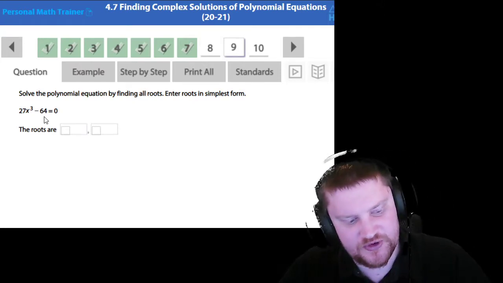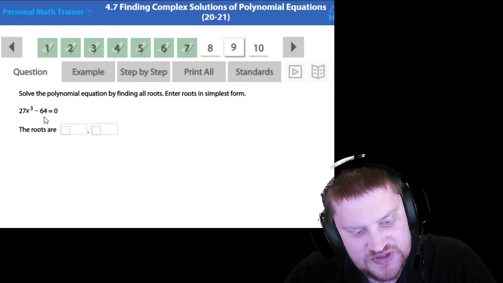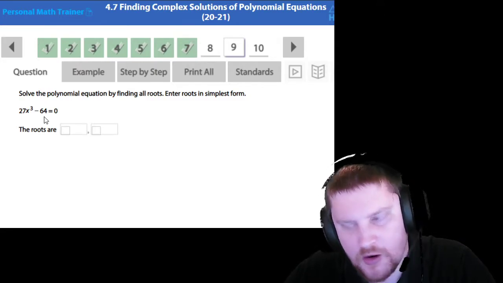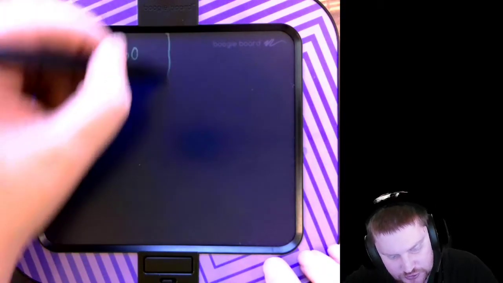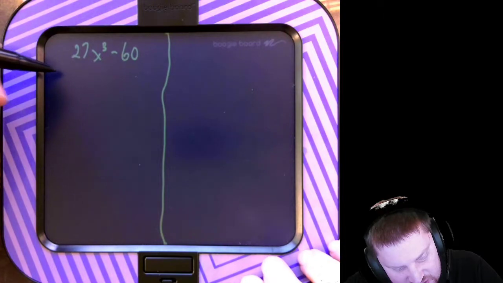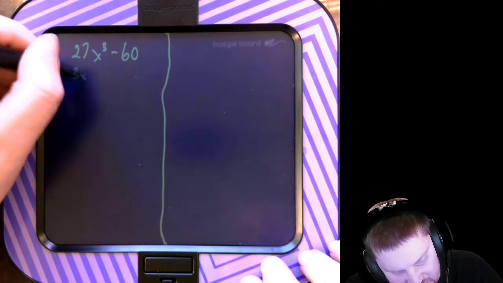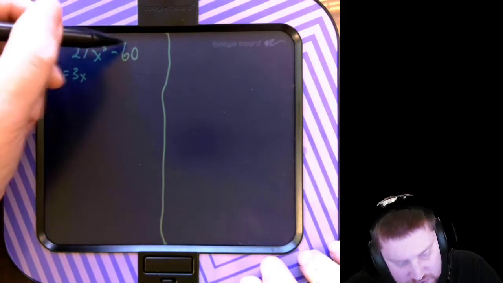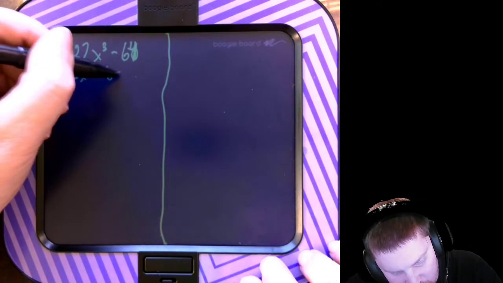This one is a little different because you're not actually going to have to graph this one first. Keep in mind that 27, x cubed, and 64 are all perfect cubes. So because they're all perfect cubes, we can actually use the difference of cubes formula here. So 27 is 3 cubed, so you've got a equals 3x, and this is supposed to be 64, which is 4 cubed, so b equals 4.